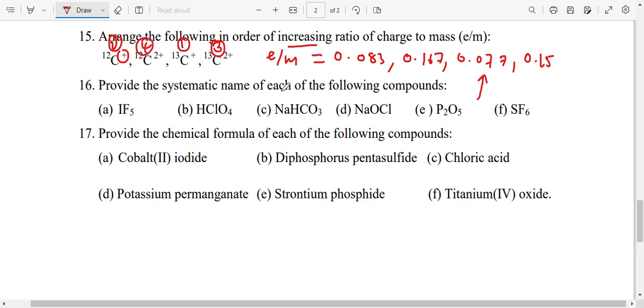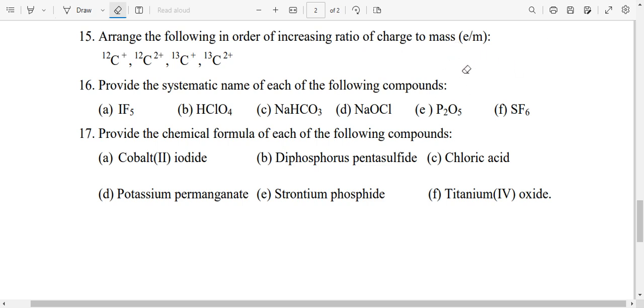Question 16. Provide the systematic name of each of the following compounds. You have this one. This one is going to be called iodine, you have 5 fluorines, so that will be pentafluoride. Iodine pentafluoride. And if you look at this one, this ion, chlorine with 4 oxygens, is called a perchlorate ion. Now when you add hydrogen to it, it makes it an acid, right? So it is perchloric acid. That would be the name.